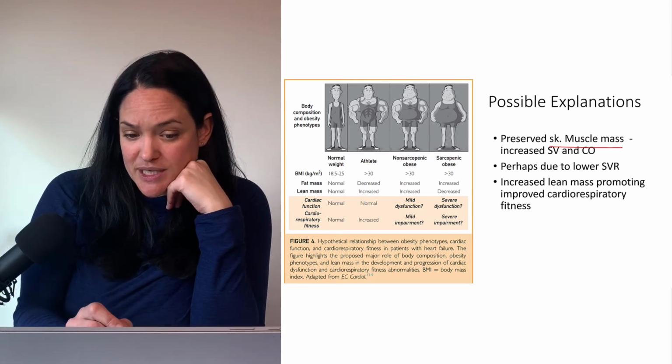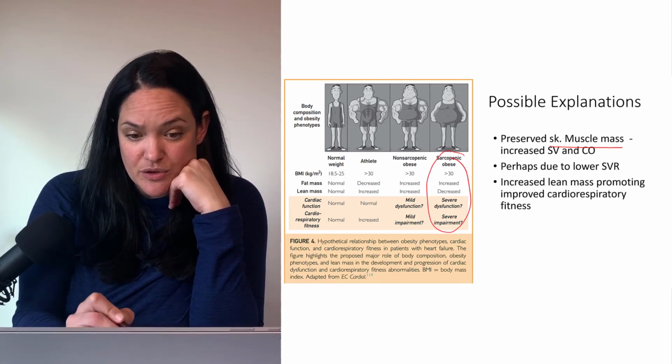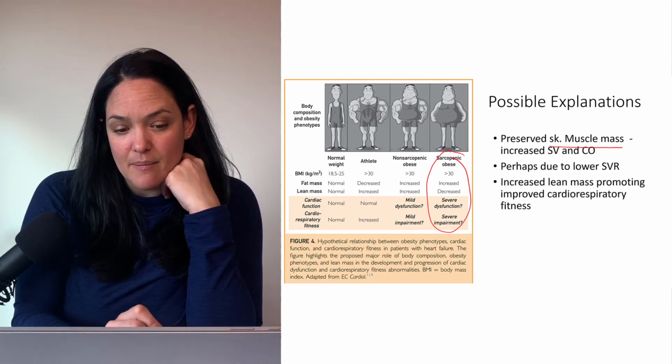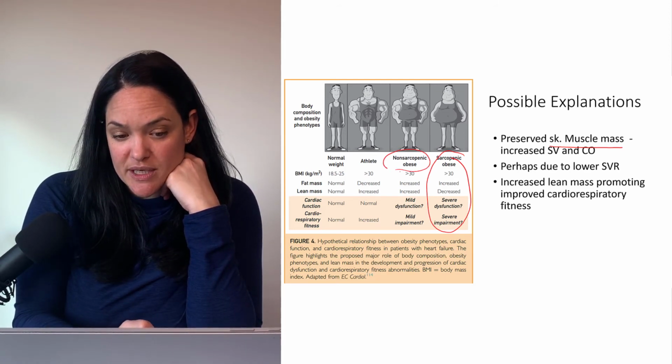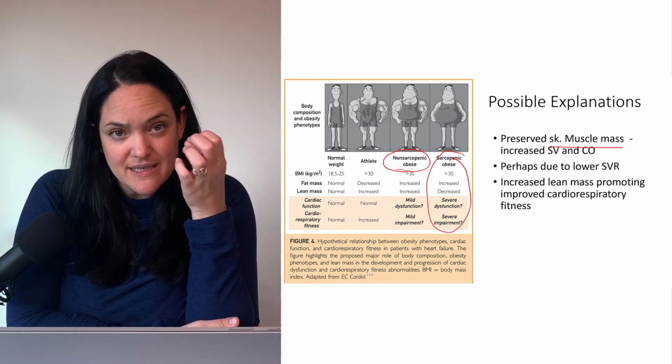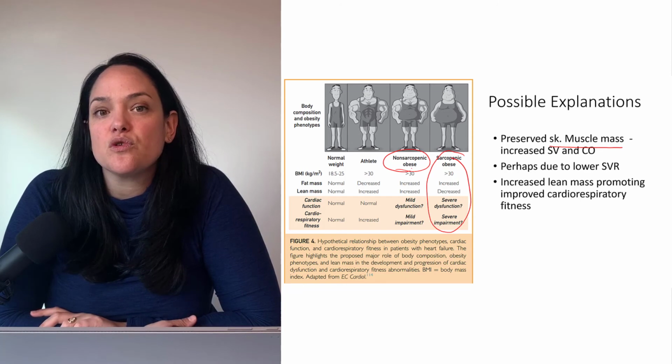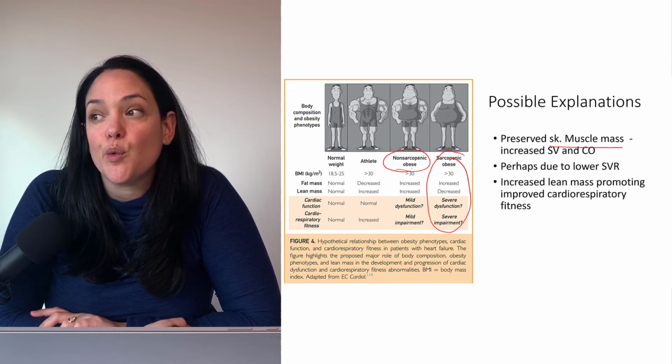Okay, so sarcopenic obesity, that's going to be a problem where there is a lot more fat mass compared to lean mass. But in non-sarcopenic obesity, so when individuals retain that skeletal muscle mass, that potentially has a protective effect.